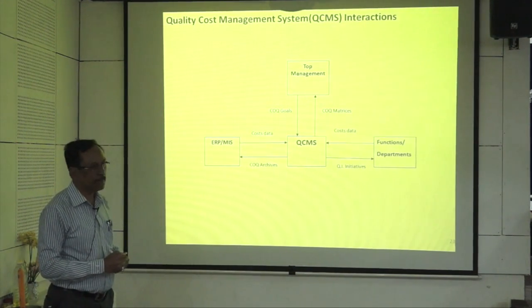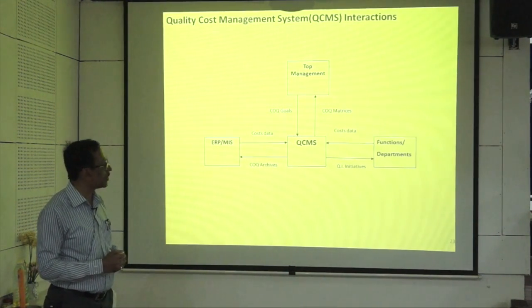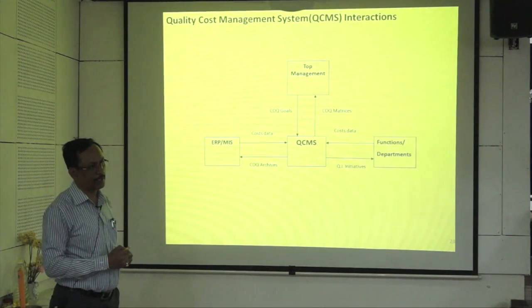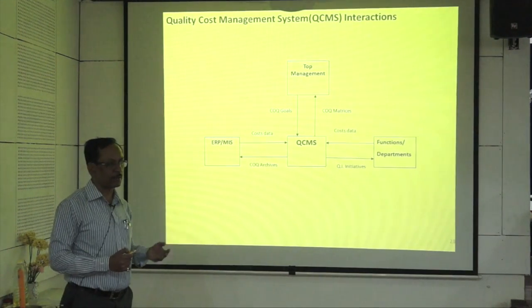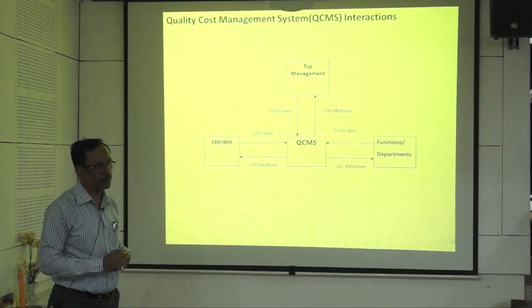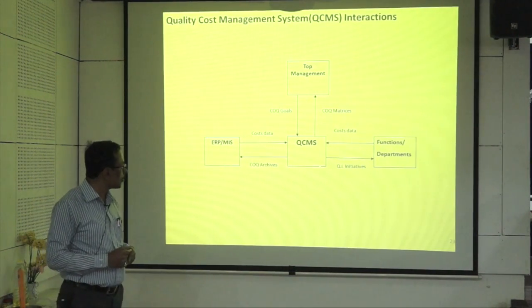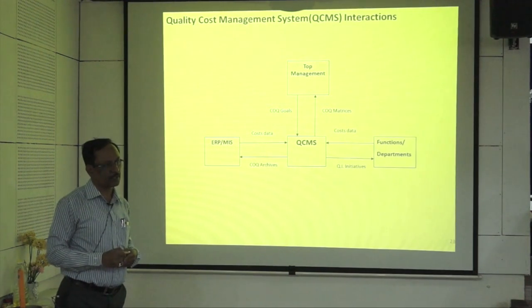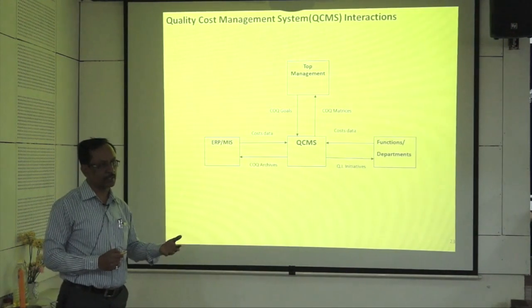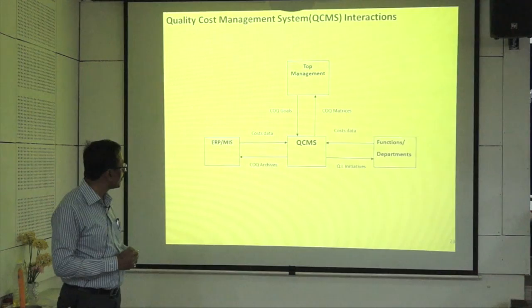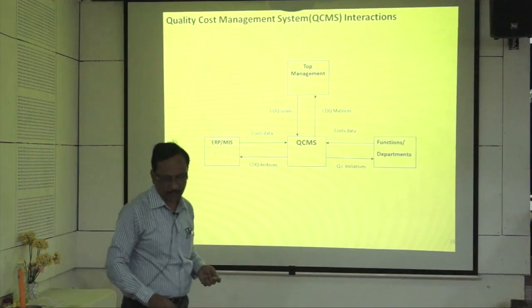So it will take that data, process it, and generate the cost of quality matrices as defined by top management, because those will be defined by management. They will say that cost of quality should be this much percentage of sales and other parameters. So this will be given back to top management for their use. And another important thing is QCMS will give quality improvement initiatives to the different departments, because once that information is processed, it will show the problem areas where more cost is incurred, and that will lead to quality improvement initiatives. So this is the overall interaction that is being expected.